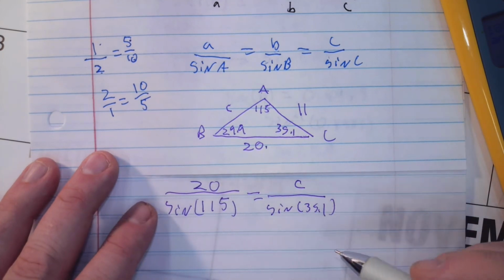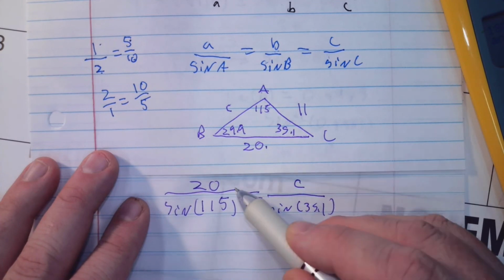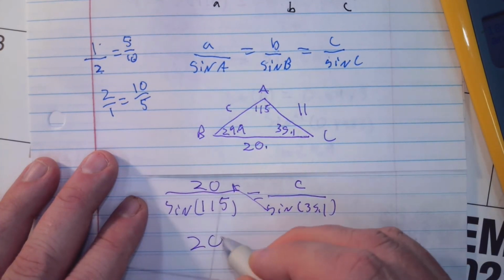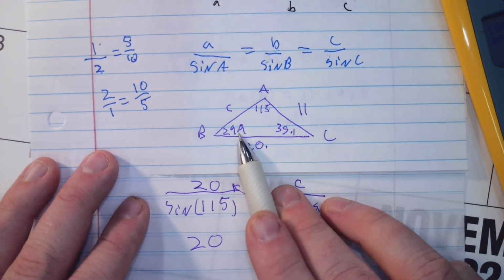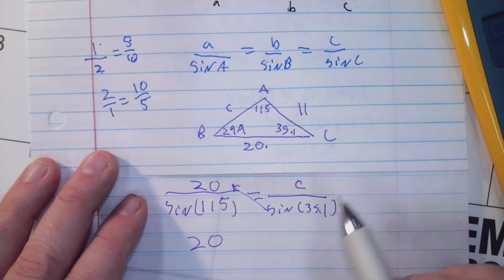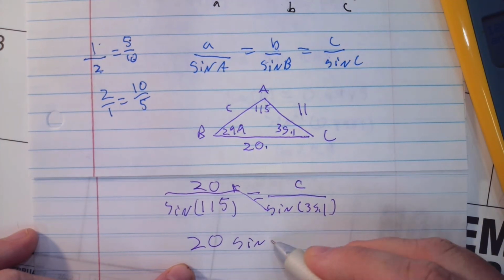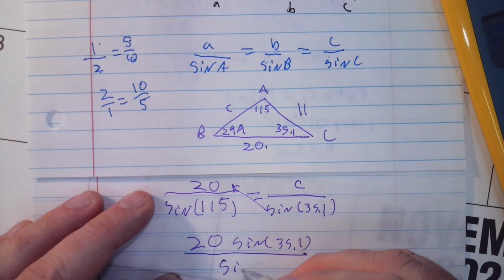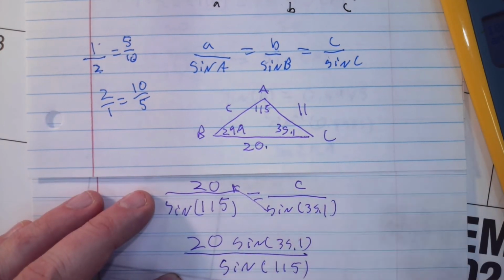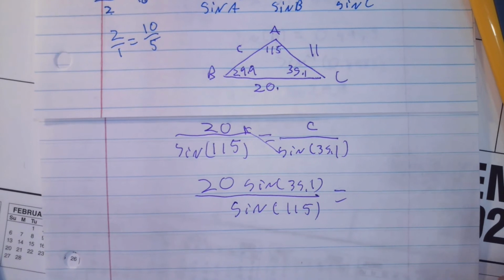Again, we're going to cross multiply. And in this case, I don't really have to cross multiply. I can just rotate this up here. Where'd you get the 35.1 from? I did 180 minus 115 minus 29.9. Okay, let's do this here. 35.1. Okay, and I realize this takes a while because it is a complicated problem. All right. And that will get you your answer.